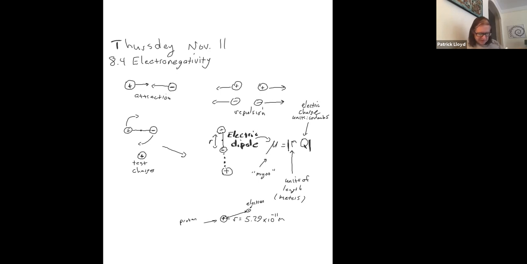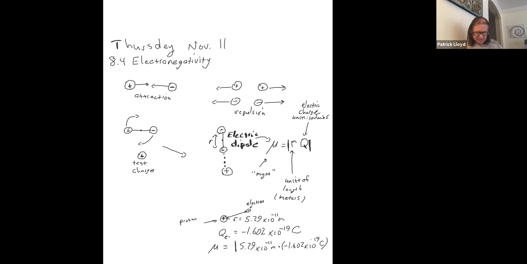Now, what's the charge of an electron? Well, it's negative 1.602 times 10 to the minus 19 coulombs. So the electric dipole in the hydrogen atom, assuming that those numbers are good, would be the absolute value of 5.29 times 10 to the minus 11 meters times negative 1.602 times 10 to the minus 19 coulombs.